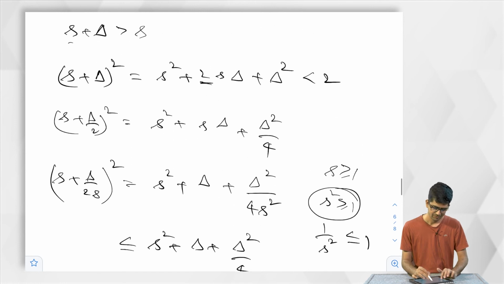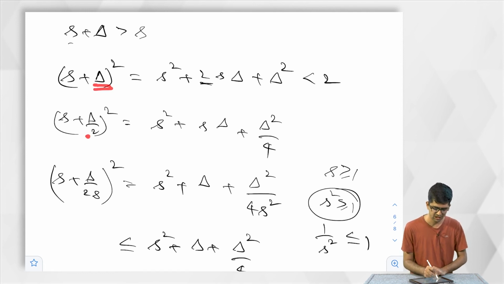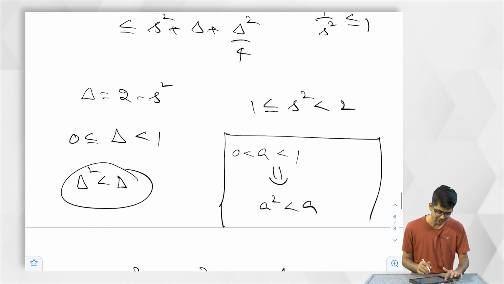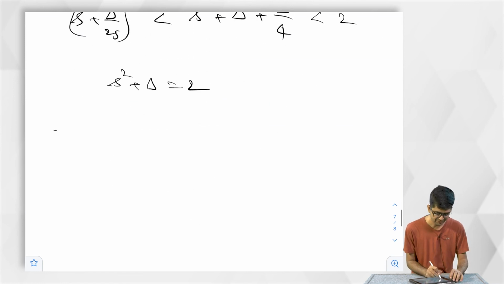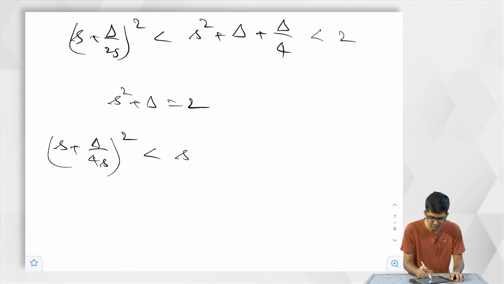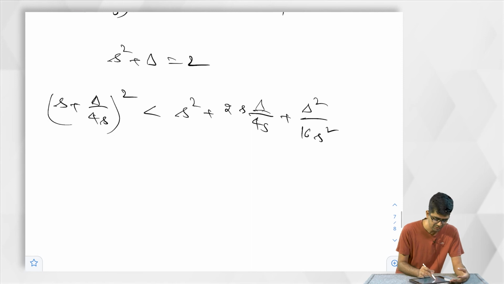If you observe here, it was delta square, then multiplying the second component by an element in the denominator decreased this to some extent. We want to decrease it further. So what we will do is, instead of taking 2s, let us take 4s square. So what do we have? This is same thing as s square plus 2s delta by 4s plus delta square by 16s square. Now for the same reasons, this is equality actually. For the same reason I mentioned before, what is this?